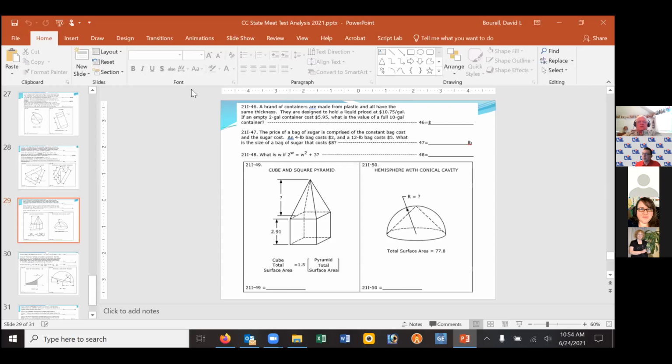So that's one issue. Then they're designed to hold liquid. So if an empty 2-gallon container costs so much, what's the value of a full 10-gallon? You have to assume that the gallons are the volume associated with the size of the container. So the ratio of the 2 gallons, which would be 5, would be proportional to L squared, where L would be, say, the height of the container. You can solve that to see what the cost of the container would be, assuming that the cost is proportional to its volume. Then, since it's a full 10-gallon container, you have to add $107.50 for the contents. So that's the way it works. But send me an email, and I'll be happy to send you the solution.